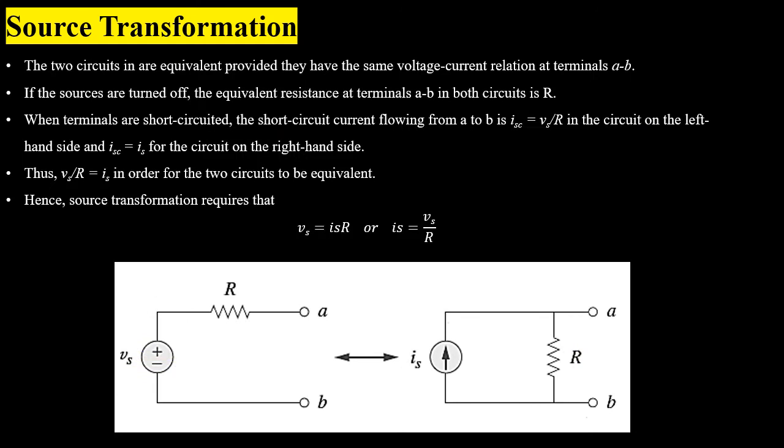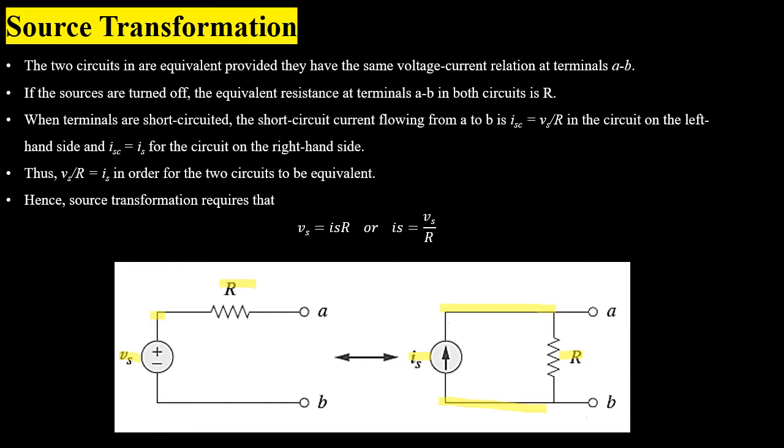Now we will analyze the equivalence of the given circuit. In one circuit we have a resistor in series with a voltage source, whereas on the other side we have a current source in parallel with resistor R. These two circuits will be equivalent if they have the same voltage current relation at terminals A to B.